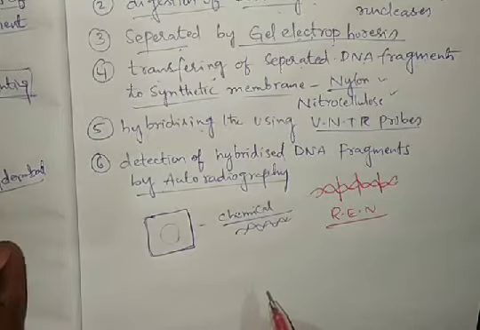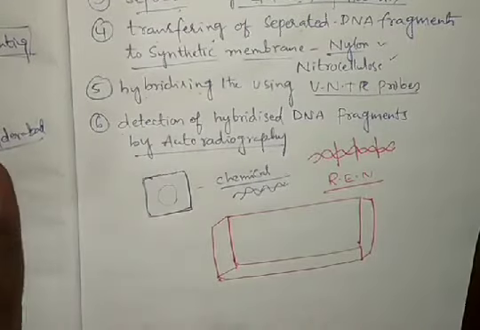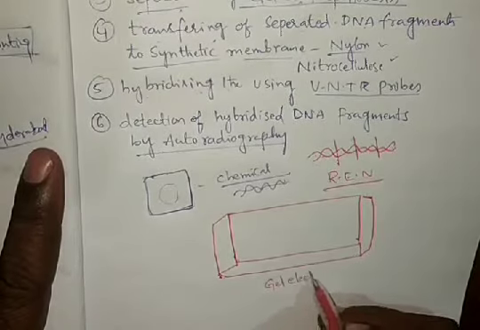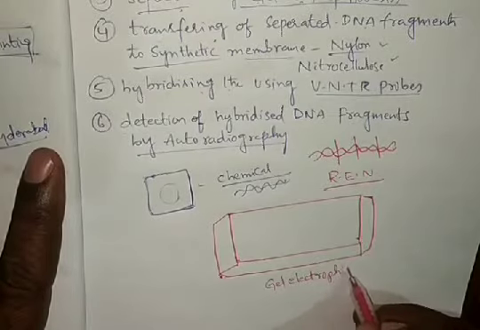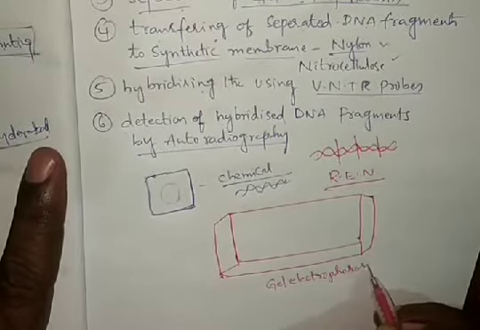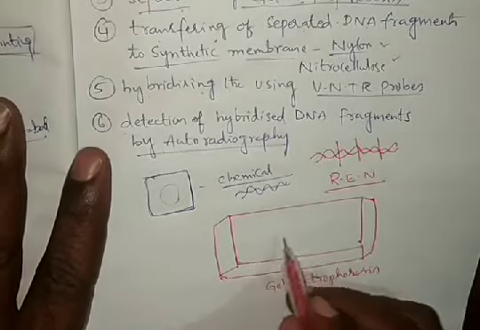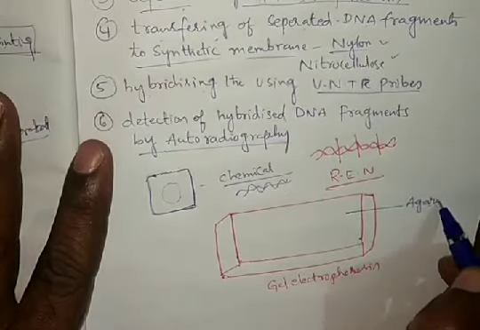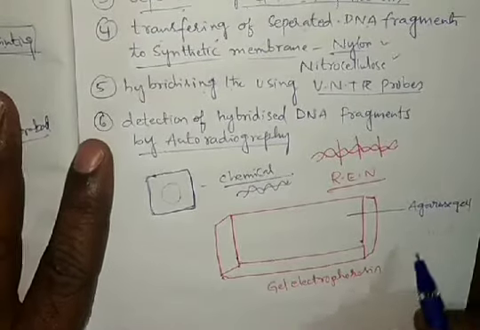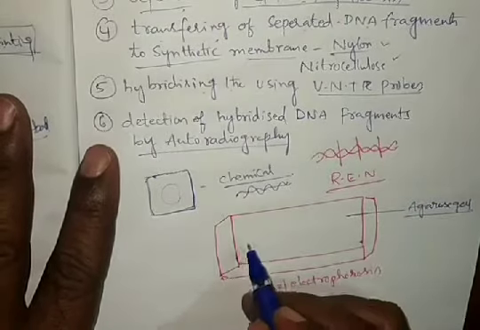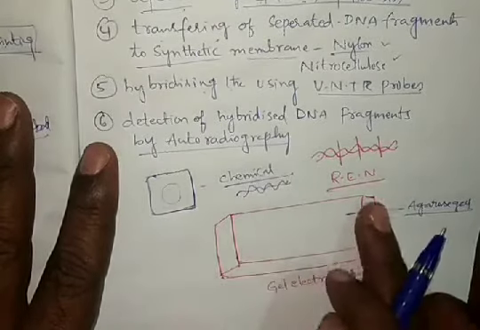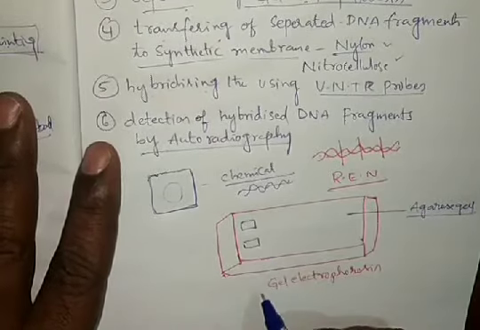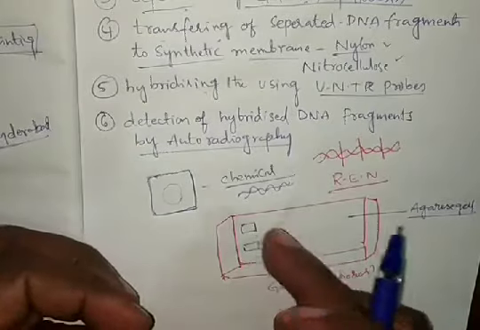So what is gel electrophoresis? Let us see that. This is a gel electrophoresis slab. In this slab, we take the agarose gel, which is extracted from red algae. Here we have some wells, and we put the DNA segments into these wells.